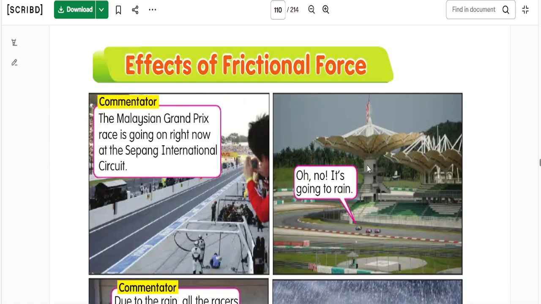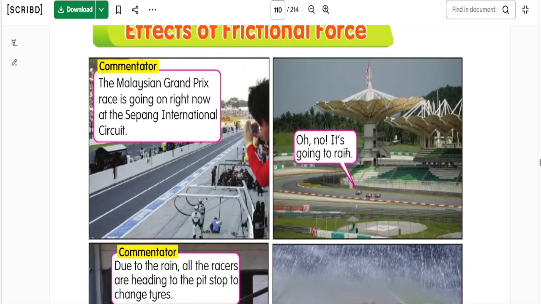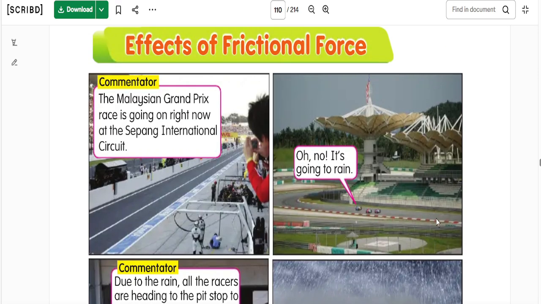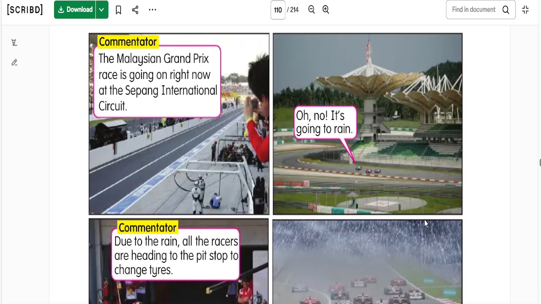Then there are different effects of frictional force. Like if you see, there is a race going on, and oh no, it's going to rain. So in rain, the surface would become even more smooth, right? So they can even slip, right? Because the friction decreases. If the surface is smooth and there is water, the friction decreases even more, right?